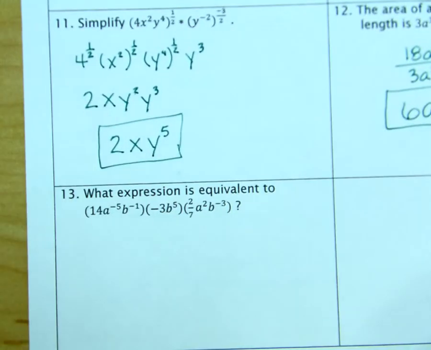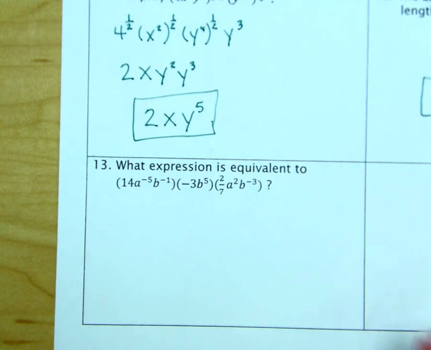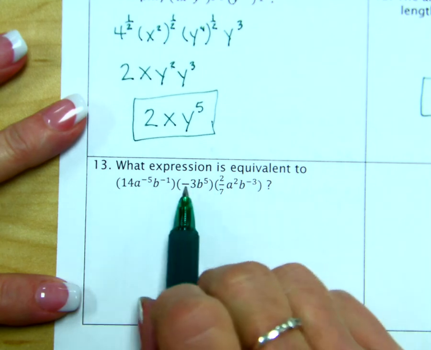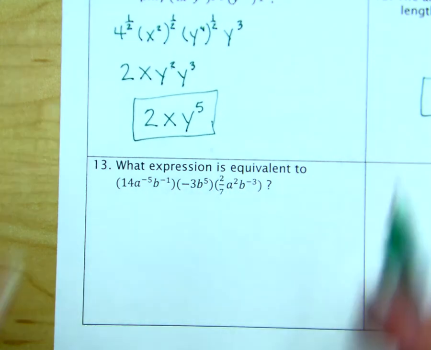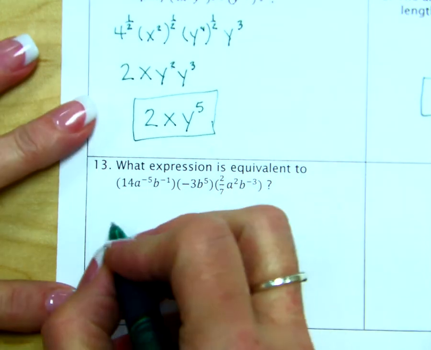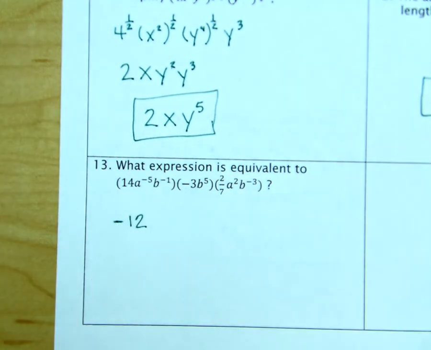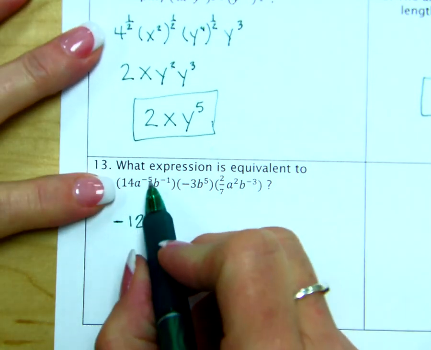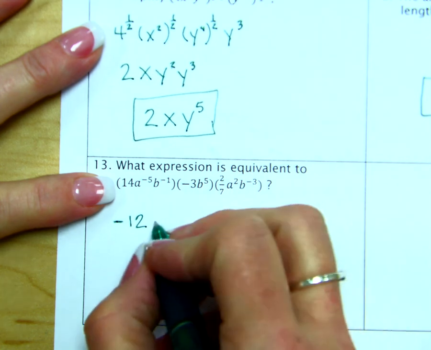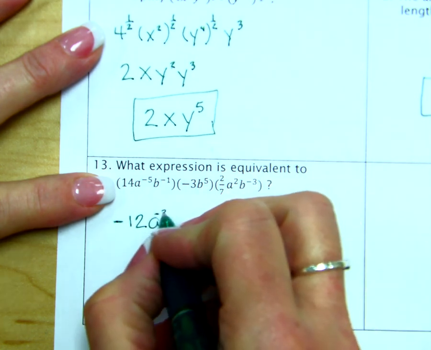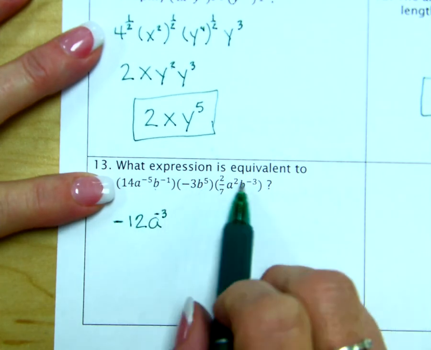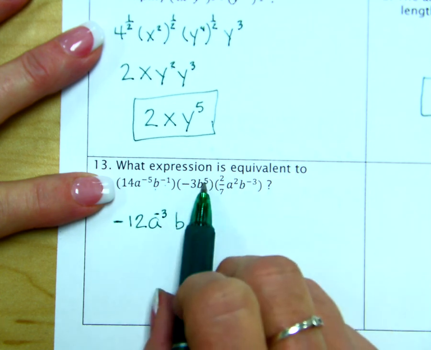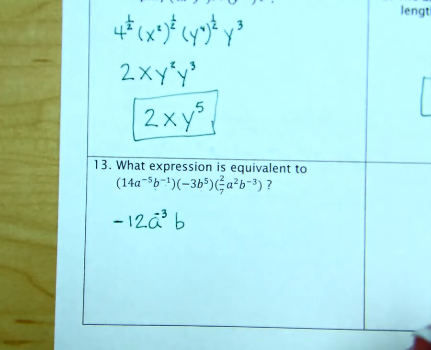Okay, our final problem on the review, number 13, they want to know what expression is equivalent to all of this. So I would take 14, negative 3, and 2/7 and go ahead and put those in the calculator. And what I would get there is a negative 12. And then start looking at my like bases. I have a to the negative 5, a squared. So negative 5 plus 2 is negative 3. Then I'm going to look at all the b's. So I have negative 1 plus 5 is positive 4. Positive 4 minus 3 is 1. So I just have a b.